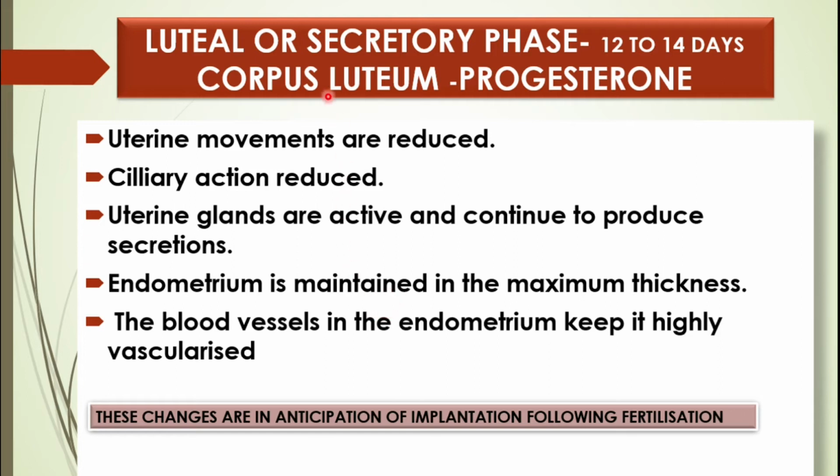Now, why is this phase called a luteal phase? It is called a luteal phase because the corpus luteum is responsible for the production of progesterone, which brings about these changes. Why is it called the secretory phase? It is called a secretory phase because the corpus luteum secretes the progesterone, bringing about these changes.